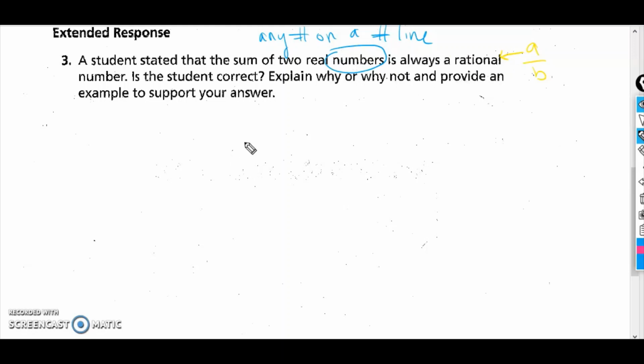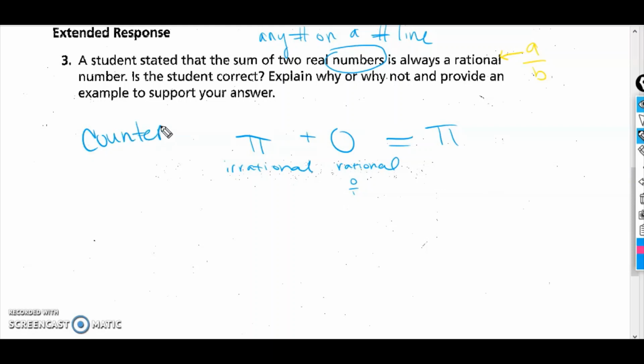Well, let's try irrational. So let's say pi, which is irrational, plus 0, which is rational because you can write it as a fraction. So that's the same thing as 0 over 1, because you can always write it as a fraction, equals, well, what's pi plus 0? Well, that's pi. Is that a rational number? No. So this is not rational, so the answer would be incorrect. And here this would be a counterexample, an example to prove that it's wrong.